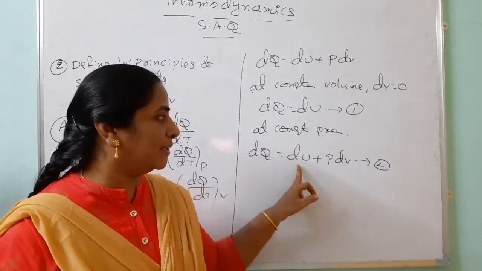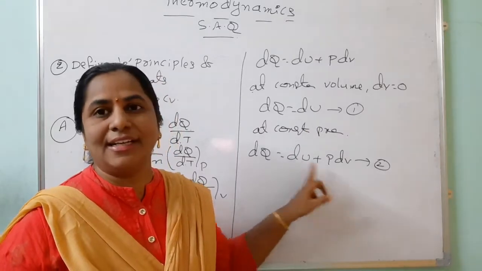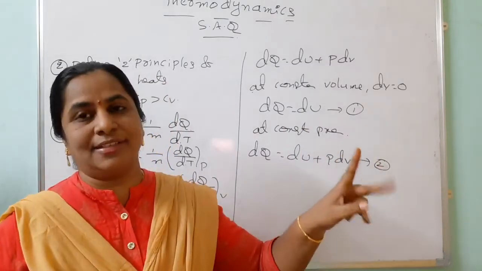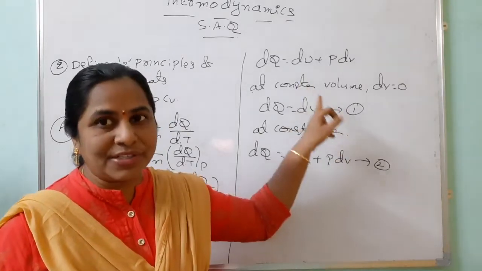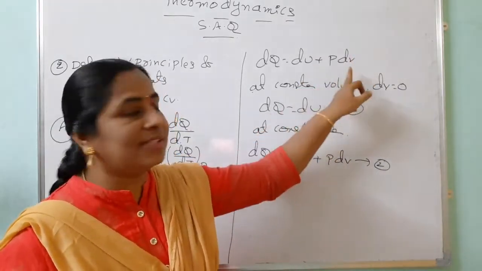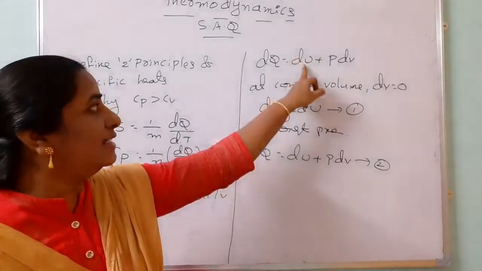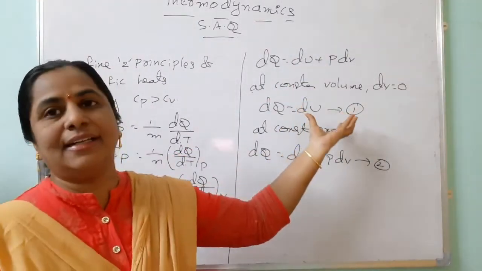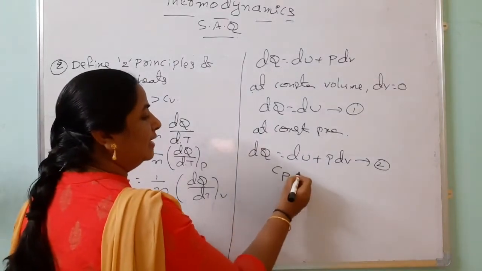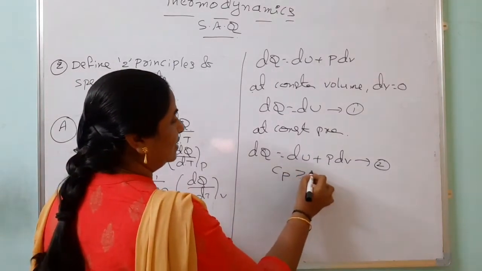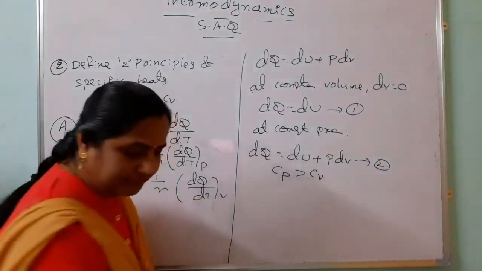Look here, second expression. At constant pressure, heat energy is utilized in two ways: to increase the internal energy and to do some mechanical work. But at constant volume, this part becomes 0. The entire heat energy is used to increase the internal energy. So where should we always provide more heat energy? At constant pressure. So Cp is greater than Cv.